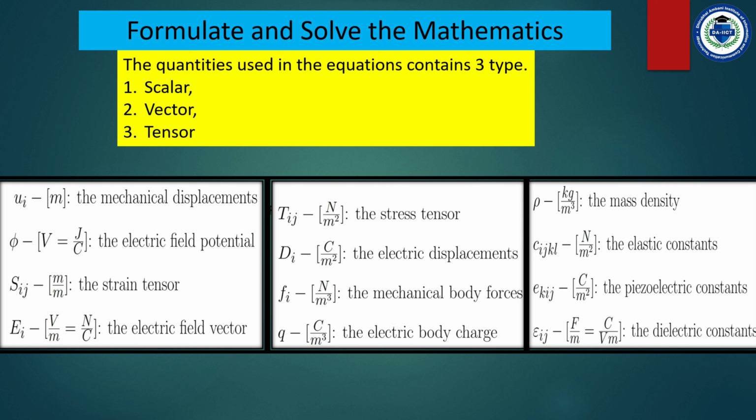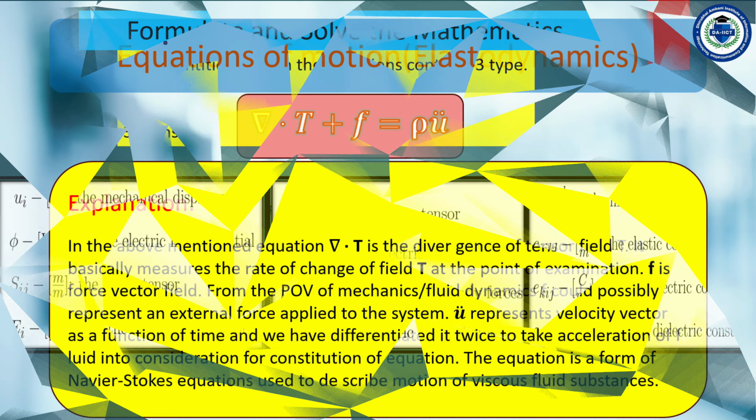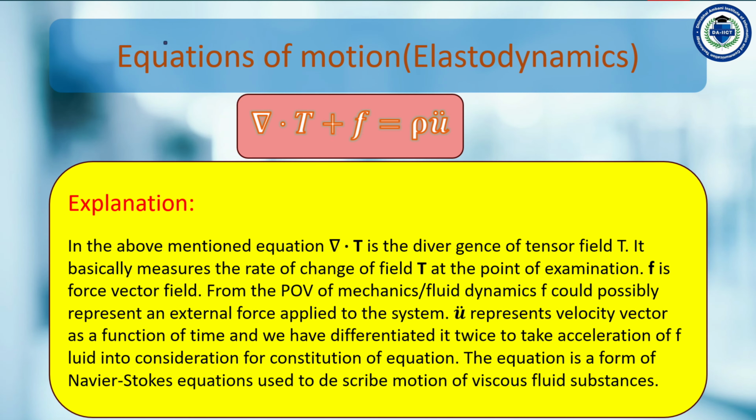The quantities used in the equations are of three types: scalar, vector, tensor. Equations of motion, elastodynamics. Explanation. In the above-mentioned equation, del dot T is the divergence of tensor field T. It basically measures the rate of change of field T at the point of examination. F is the force vector field. From the point of view of mechanics and fluid dynamics, F could possibly represent an external force applied to the system.